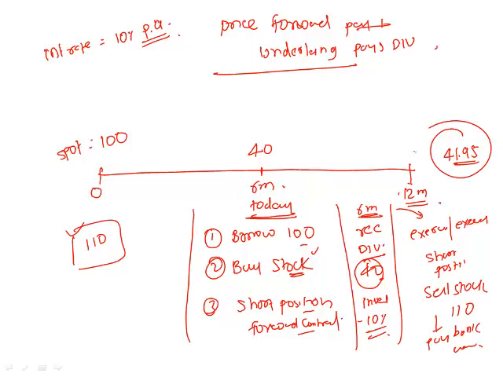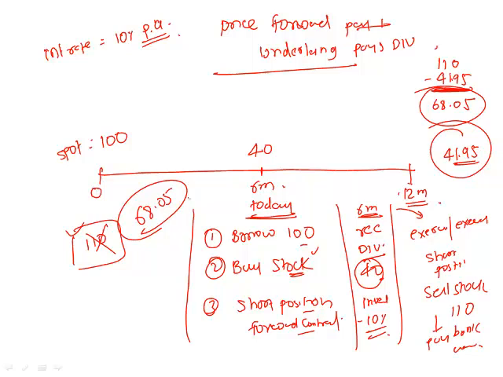Is this arbitrage profit? Yes, because there is no claim on this dividend. Isn't it? He is keeping that for himself. So if there is to be no arbitrage, then he should have been given the right to sell that stock at a price of 110 minus 41.95. So how much is that? 68.05. So imagine now, instead of 110, had the future price been 68.05, then what happens? After 1 year, he gets to sell the stock at 68.05.